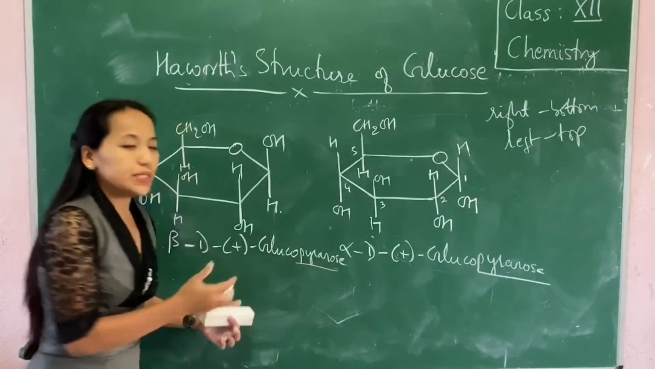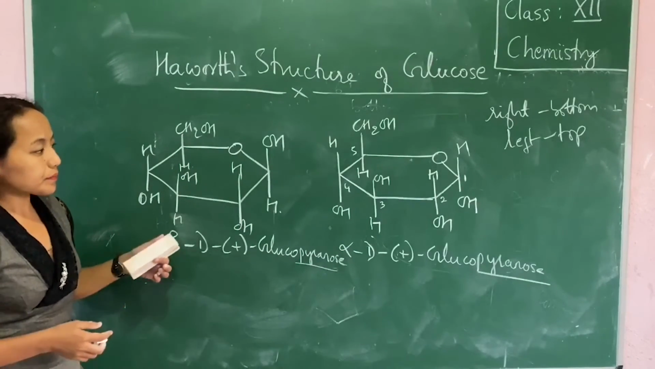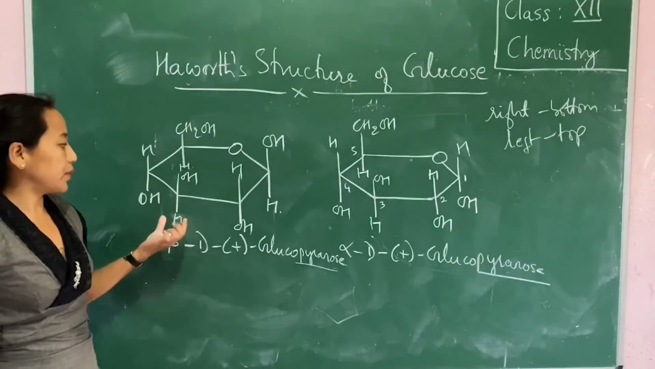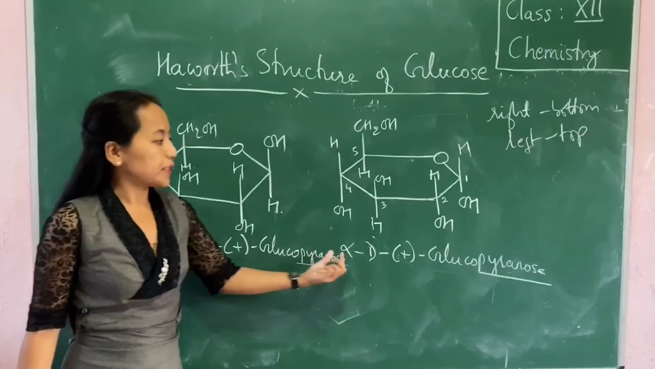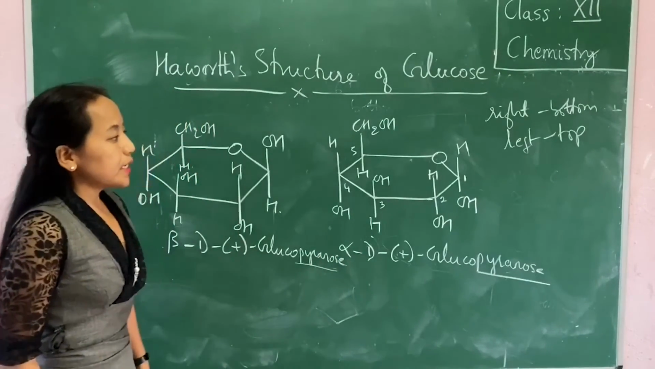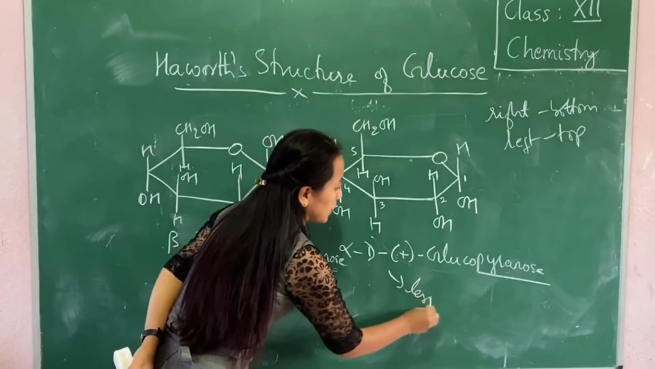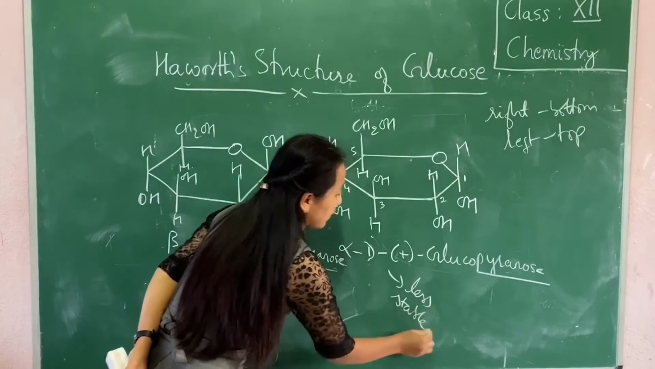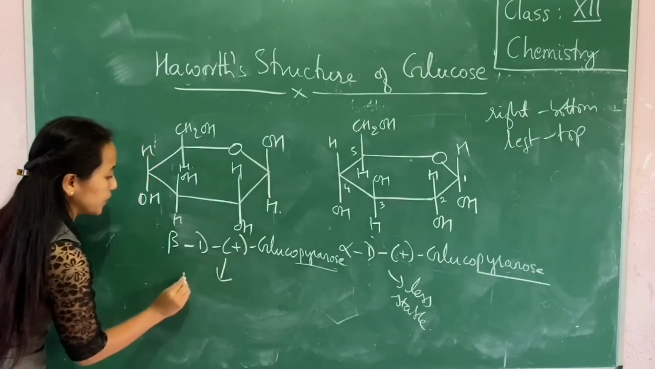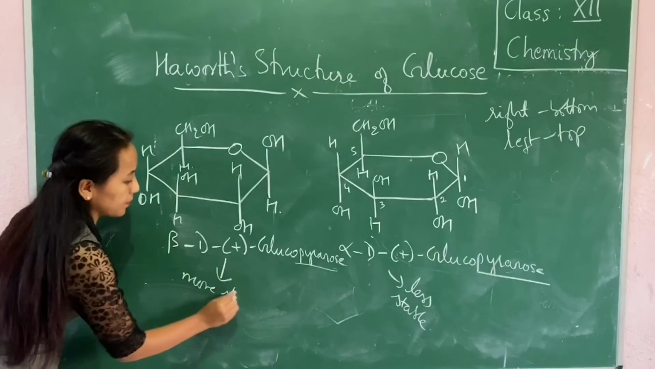Pyranose because it resembles the structure of pyrene. So when you compare the stability of beta D glucopyranose and alpha D glucopyranose, it is seen that alpha D glucose is less stable and beta D glucose is said to be more stable.